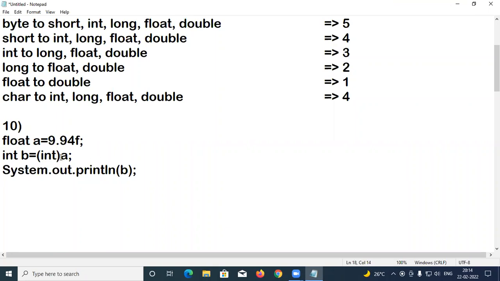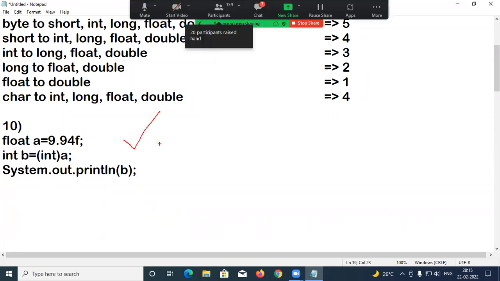Okay. Now, float converted into int, then assigned. Is it valid? Yes or no? Valid. Then what will happen is 0.94 is truncated, because we are printing B. B is integer type. Only the integer part is printed. So output 9. Output 9 only is printed. It is valid. Output will be 9 only. That fractional part is truncated. Okay. 0.94 is gone, it is truncated while assigning to integer.